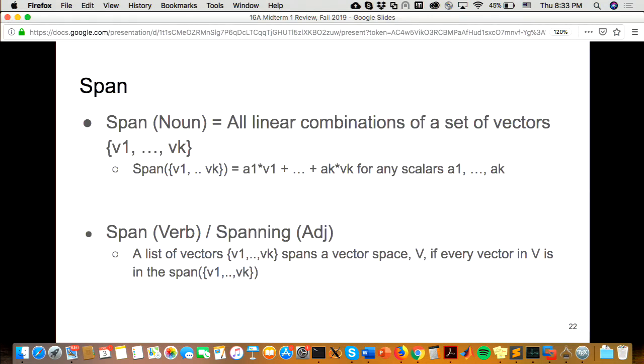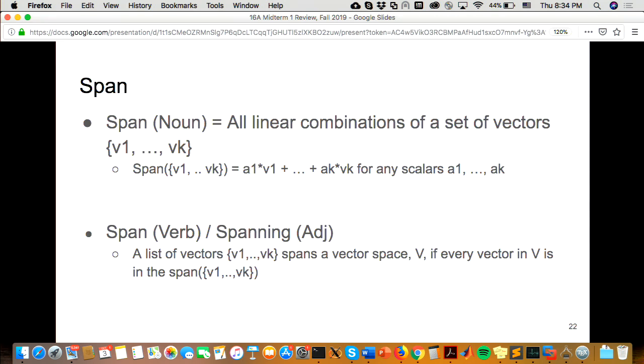Now, wrapping it up, you saw what span is as a noun. So it's a concept. It's basically the set of vectors that can be written as a linear combination. So we define span on a certain set of vectors. Span is itself a set, and it contains all of the vectors that can be created as a linear combination of the initial vectors in my set, right? So any vector that can be written as a1 v1 plus a2 v2 plus ... ak vk is in the span of v1 through vk.